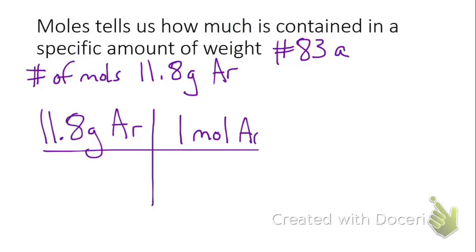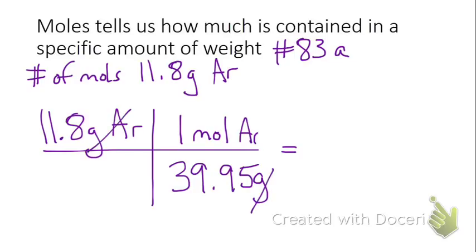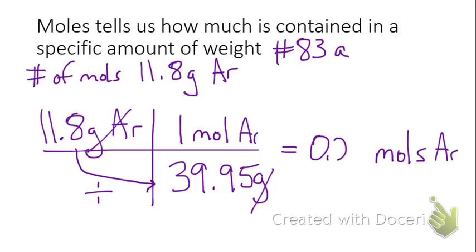So, since we're going from grams to moles, like I said previously, we will then divide by the molecular weight. The molecular weight of argon is 39.95 grams. Just to double check, we can cross out our grams and we're left with moles, and that is what we wanted. Remember, if something is on top and another number is on bottom, we will divide those two. When you divide them, you get 0.295 moles.